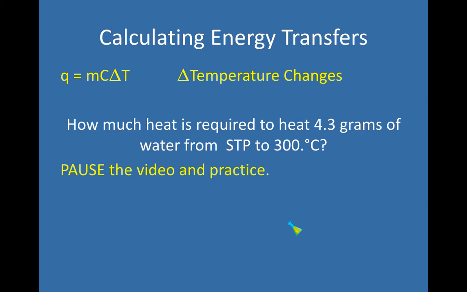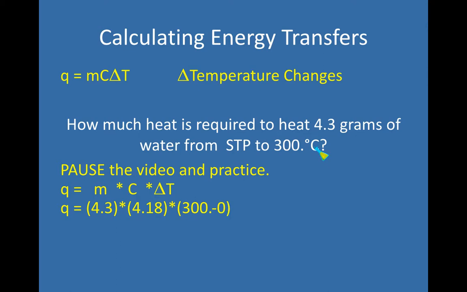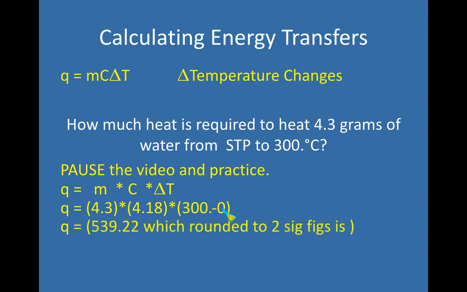Okay, hopefully you paused the video and got out your calculator. Let's go through the steps. It's Q equals mCΔT, where the mass is 4.3. For water, look in table B, the heat capacity is 4.18. And notice it's 300 minus 0. We use Celsius because Celsius was used in the problem. And so 300 minus 0. And then you round to 2 sig figs and you get 540 joules. Joules is the unit for heat.